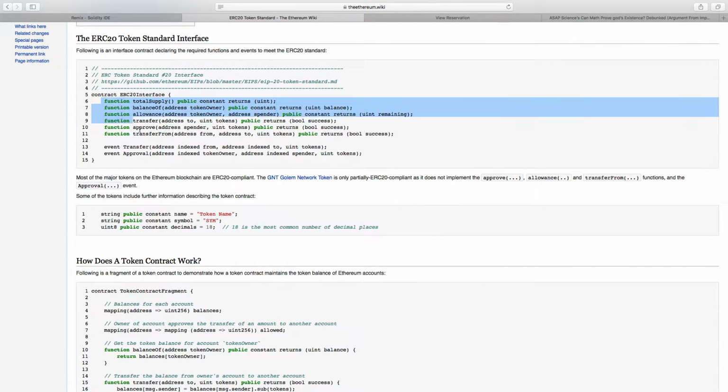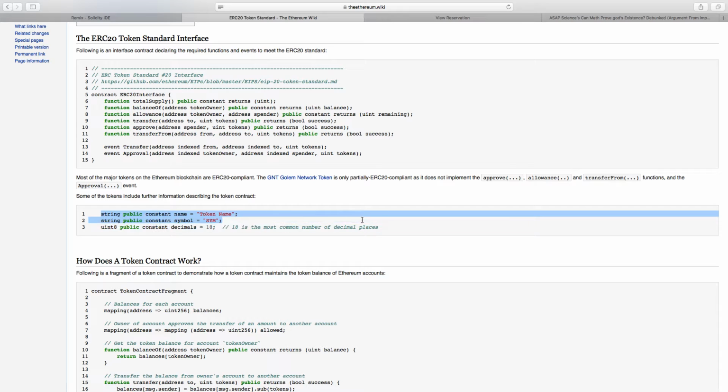So it has to have 6 functions and 2 events. Now, what are events? Events are when something happens on your smart contract, it gets logged. That event only gets logged on the Ethereum blockchain once the event is triggered. So, for example, a transfer of tokens has taken place. That transfer won't get logged in the Ethereum blockchain as long as the event is not triggered. And then you need to have 3 variables. Once you've done that, your cryptocurrency is fully ERC20 compliant.